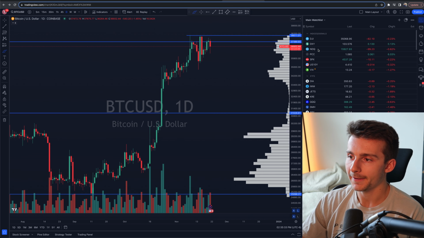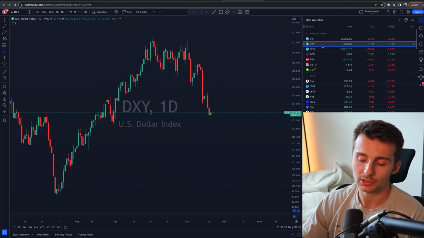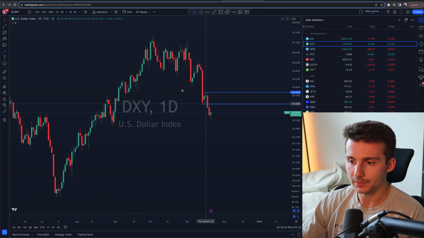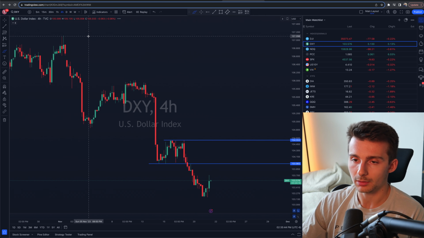So let's go to DXY, which is essentially the same thing. Today ends up coming back a bit. So you see the breakdown was right here under these lows. This is a daily chart. Let's go to the 4-hour chart.